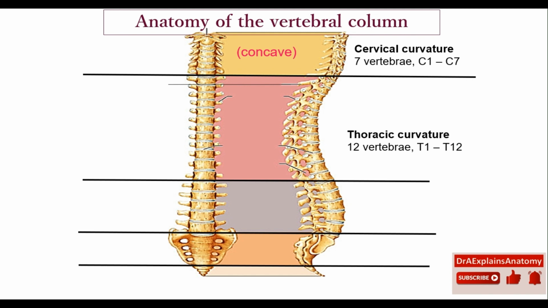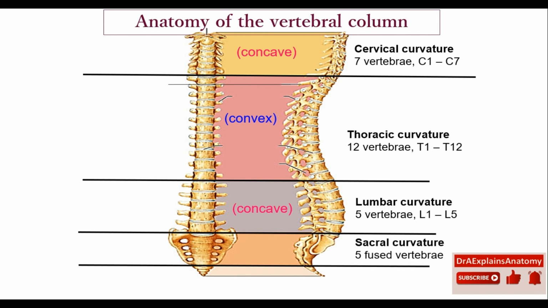Moving to the thoracic curvature, which consists of 12 thoracic vertebrae, T1 through T12, and it is convex in shape. Moving to the lumbar curvature, which consists of 5 vertebrae, L1 through L5. It is concave in shape. In total, we have 24 vertebra.